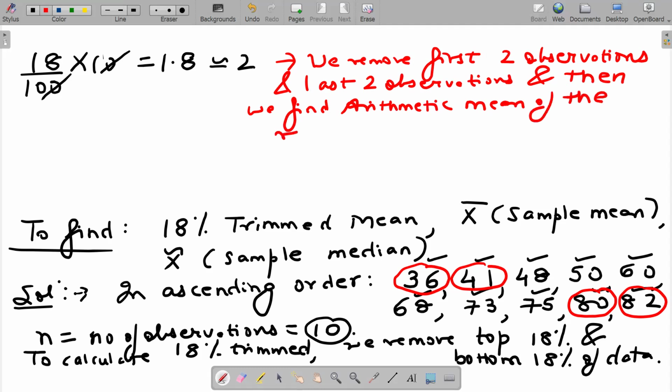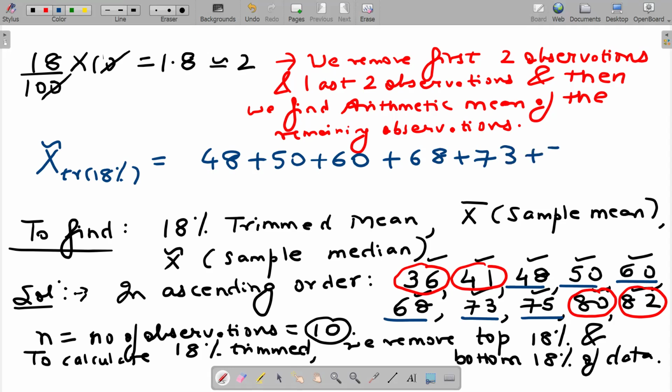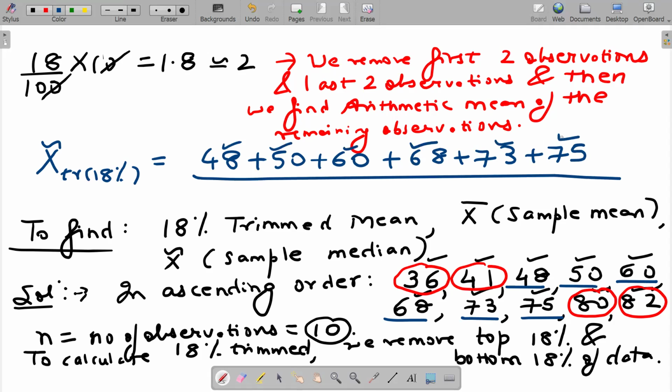We find the arithmetic mean of the remaining observations. Okay, so that means I am going to find the simple arithmetic mean of 48, 50, 60, 68, 73, 75. That means X tilde, the trimmed mean at 18%, will be how much? 48 plus 50 plus 60 plus 68 plus 73 plus 75 divided by, how many observations are there? 1, 2, 3, 4, 5, 6. So divided by 6. This is how we find the arithmetic mean, right? Sum of all observations divided by total number of observations.